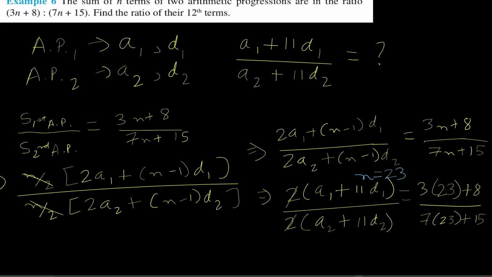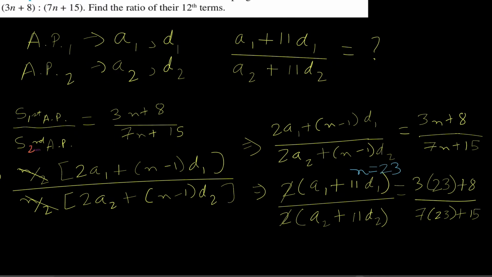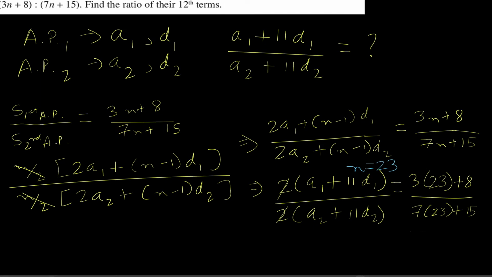Now what do we need to do? This is our ratio, and we just need to solve it. If you solve this, it will come out to be 7 divided by 16. Therefore, a1 plus 11 d1 divided by a2 plus 11 d2 is equal to 7 by 16. So this is the required answer, that is, the ratio of the 12th term of the first AP to the 12th term of the second AP.